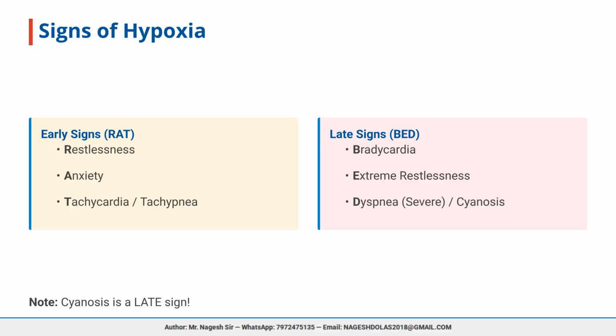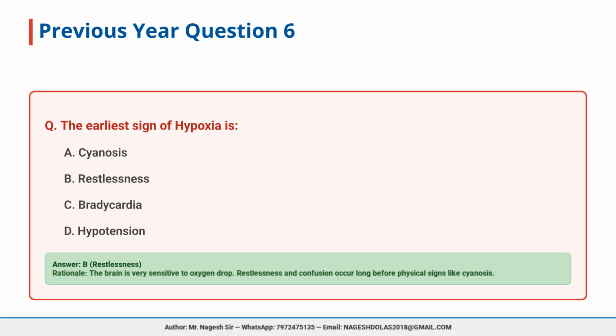It is important to recognize the signs of hypoxia. Early signs include restlessness, anxiety, and tachycardia. Late signs are more severe, such as bradycardia, extreme restlessness, and cyanosis. Previous year, question 6. The earliest sign of hypoxia is B, restlessness.